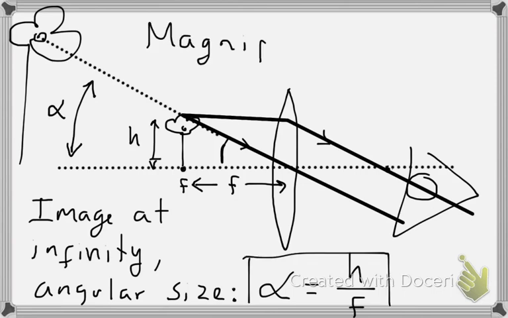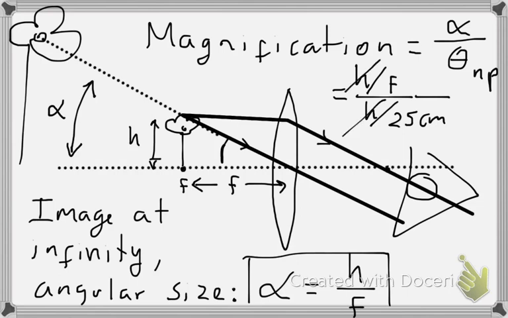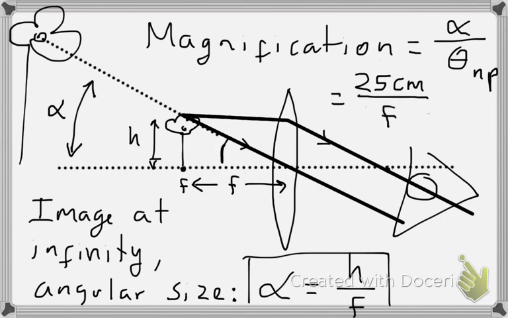So the magnification of this simple optical instrument should be alpha divided by theta np. We have equations for alpha and for theta np, so we just have to replace. Alpha is h over f, theta np is h over 25, so canceling the h, we get that 25 centimeters over f is the magnification of a magnifying glass.